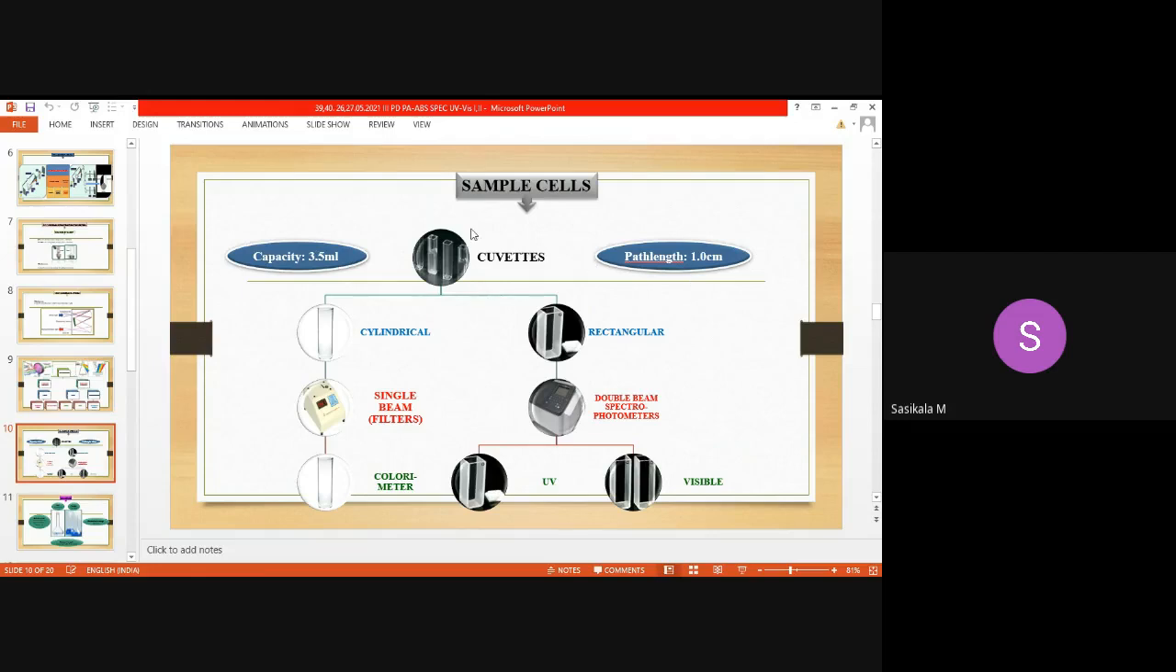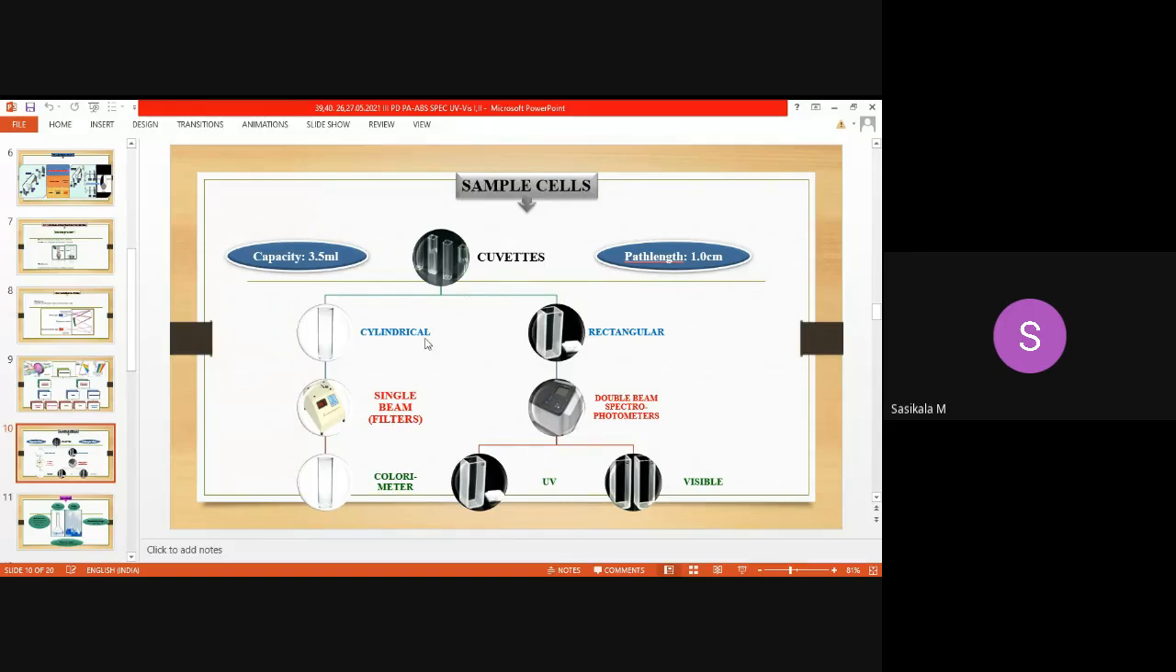So what types of cuvettes are there? Cylindrical and rectangular cuvettes. They will have a path length of 1 centimeter. The capacity, how much volume it can occupy, is a maximum of 3.5 ml. You should have seen the colorimeter. You should have already handled it. During colorimetric analysis, you should have used cylindrical cuvettes. They appear like test tubes. So the content it will occupy is a maximum of 3.5 ml. The path length will be 1 centimeter.